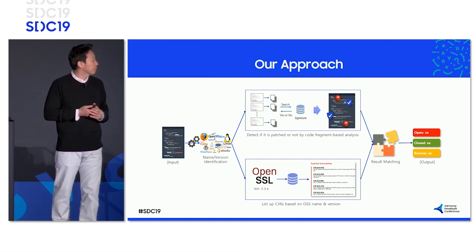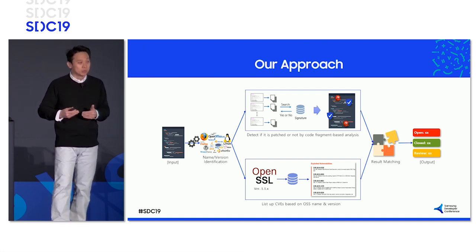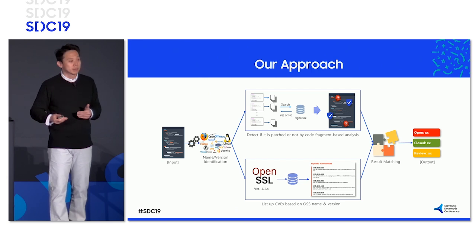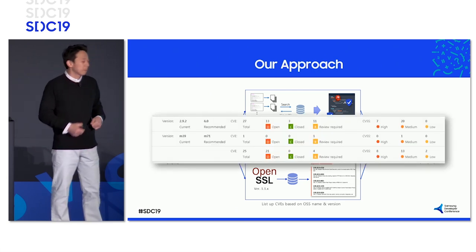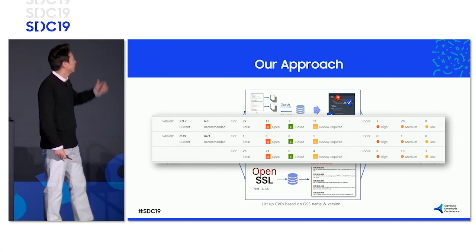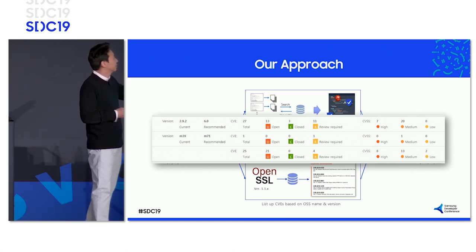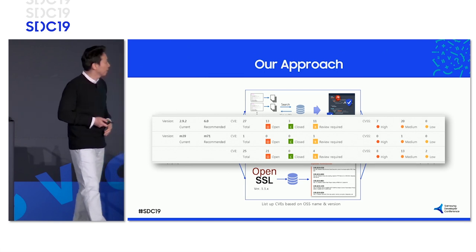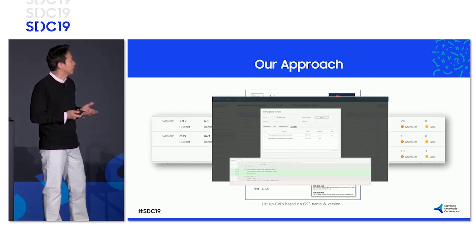And yellow color means you need to look at this code, whether it is vulnerable or not. And then we provide more information. So when the developer uploads their software, we identify each open source component and then analyze which type of vulnerability that open source has. And then we also provide detailed information.